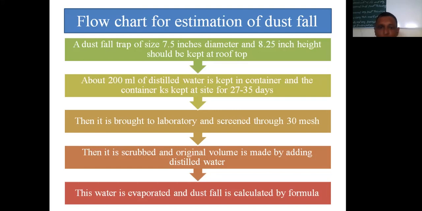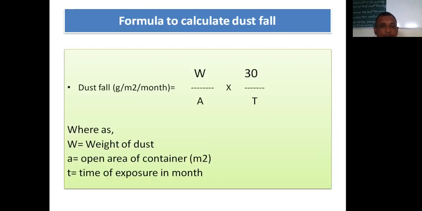Then it is brought to the laboratory and screened through the 30 mesh. 30 mesh म्हणजे त्या चाळणीतून ते गाळून घ्यायचंय. Then it is scrubbed and original volume is made by adding the distilled water. जर आपला ओरिजिनल व्हॉल्यूम पुन्हा आपल्याला फिलअप करायचं असेल, ओरिजिनल व्हॉल्यूम मेंटेन करायचं असेल, तर it is to be maintained with the distilled water. And again it is evaporated with the help of hot water bath, and by using this formula you can calculate the dust fall in an area.